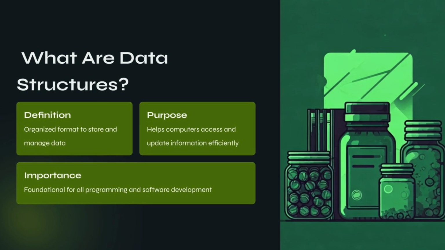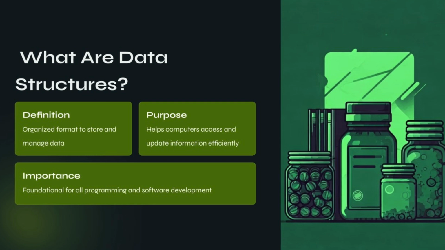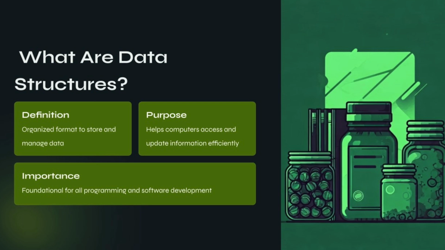And finally, the importance. Data structures are foundational for all programming and software development. Whether you are building a simple app or a huge website like Amazon or Instagram, behind the scenes, data structures are silently doing all the hard work, managing users, storing photos, handling messages, and even more. So, if you are learning programming, think of data structures as your superpower. They may seem a little tricky at first, but once you understand them, you will be able to write code that is faster, smarter, and more efficient.